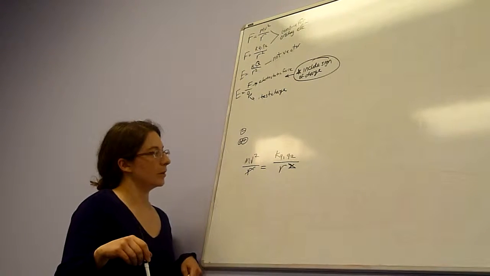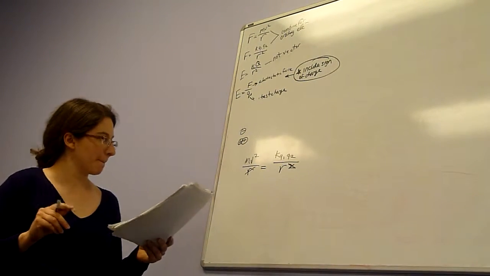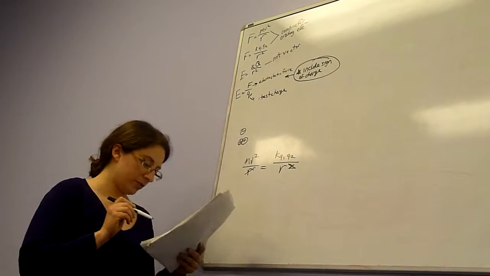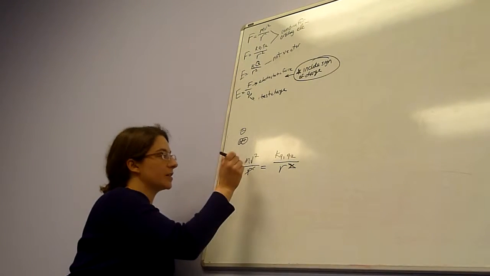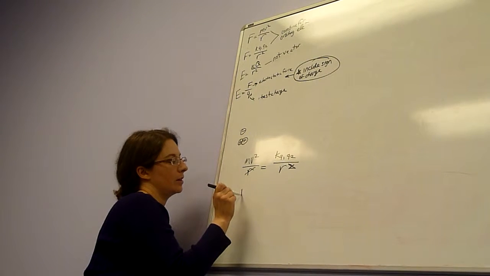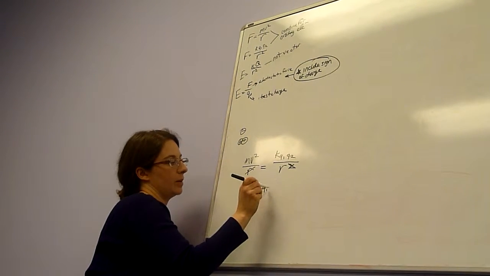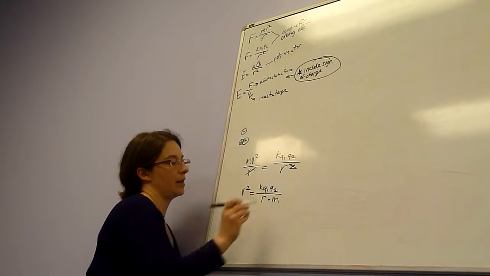Anything else? Nope. Since it says speed, do we not have to have a vector? If it says speed, you do not have to have a vector. We're solving for the speed, so we're going to solve for velocity here. I'm going to leave it as v squared until we do all the math. So v squared equals k q1 q2 divided by the radius times the mass.